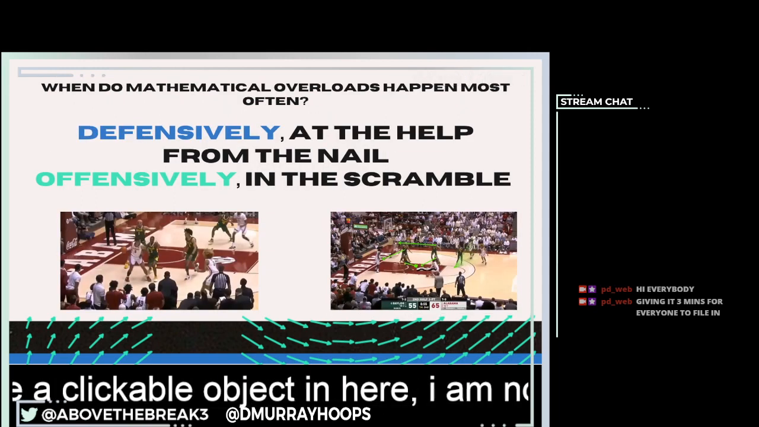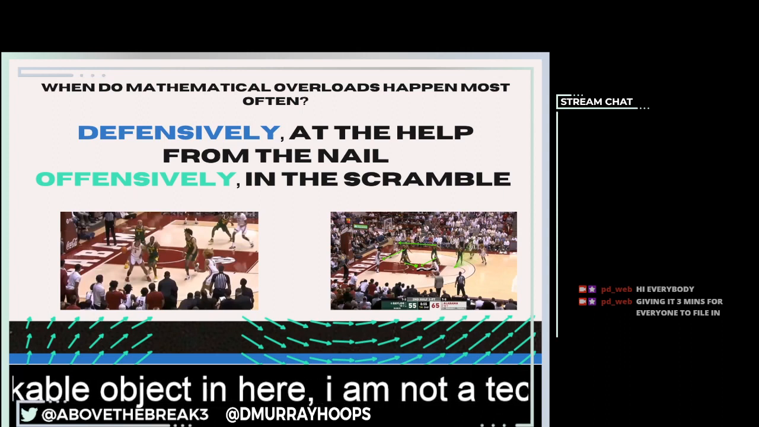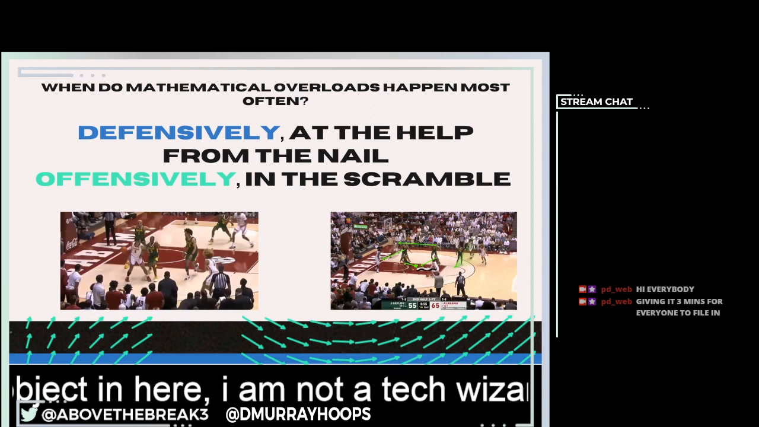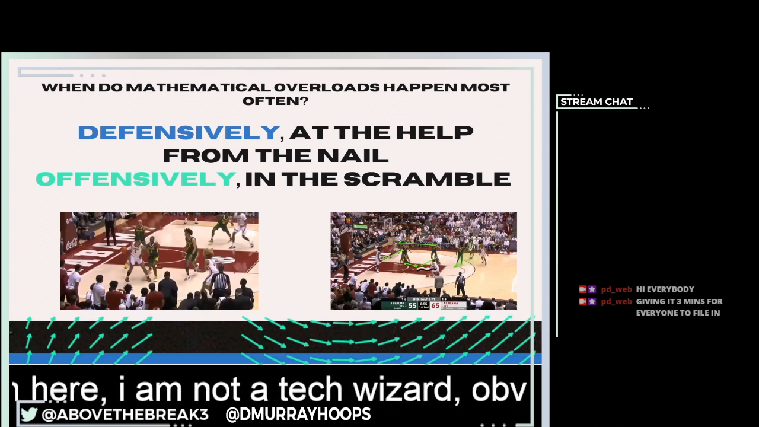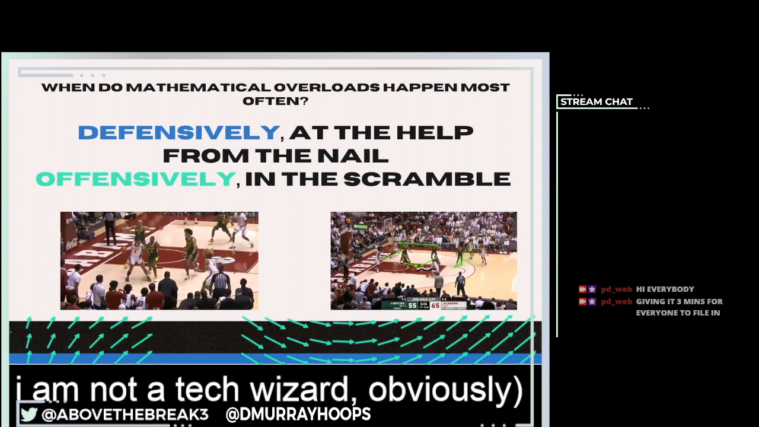And then when do mathematical overloads happen most often? When or where? I'm not sure which one is the better phrasing. We're going to use two examples, offensively and defensively. Defensively, it helps when someone helps over from that baseline.